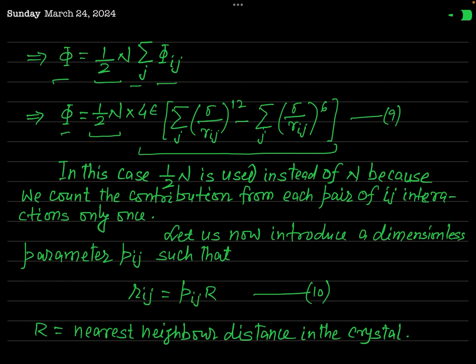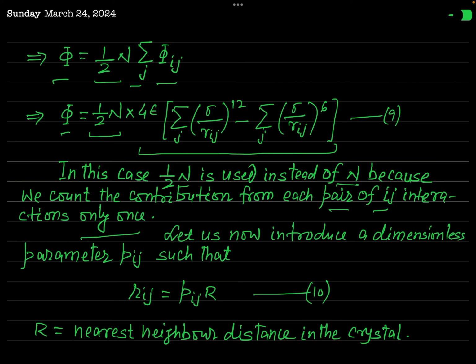I have already mentioned here the reason behind multiplying by 1 over 2 n instead of n. I am just reading it out, you can see: in this case, 1 over 2 n is used instead of n because we count the contribution from each pair of ij interaction only once. Have you understood? Okay.